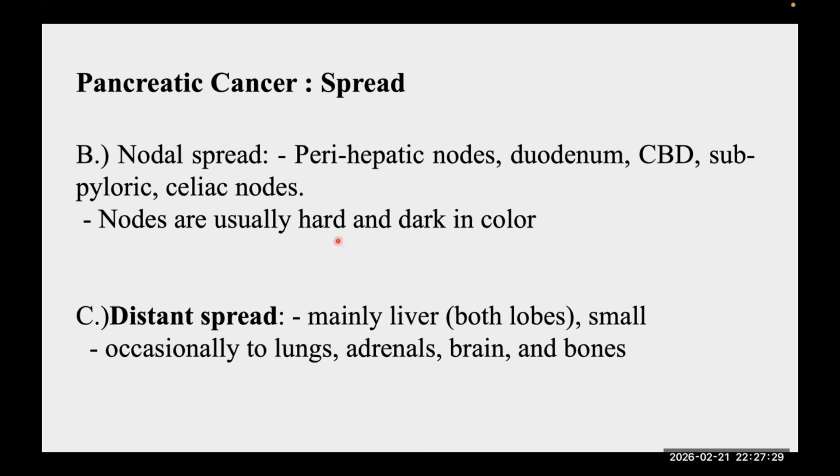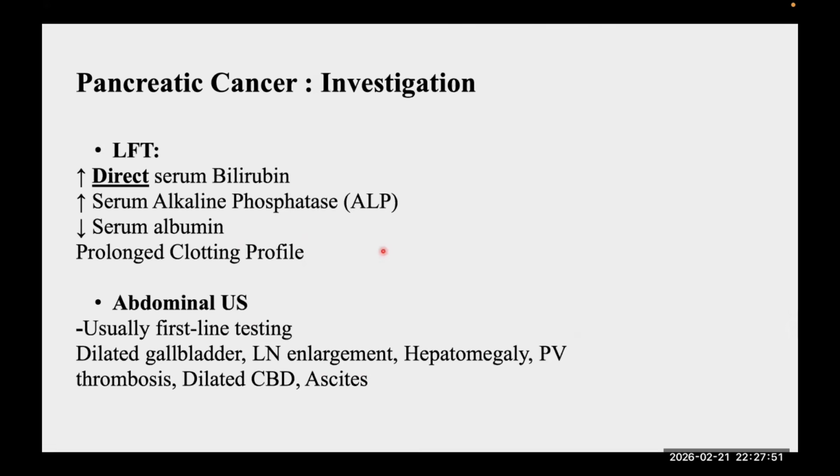Okay. Now, nodal spread: there are the perihepatic nodes, the duodenum, the common bile duct, subpyloric nodes, and celiac nodes. So all of these nodes, we can have spread to them. The nodes will be hard and usually dark in color whenever they're involved. Distant spread is mainly to the liver. It can affect both lobes, and it's usually small. Occasionally, it can go to the lungs, adrenals, brain, and bone.